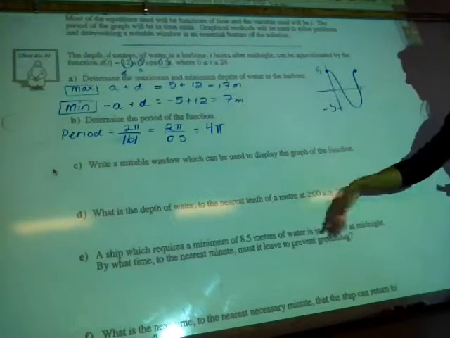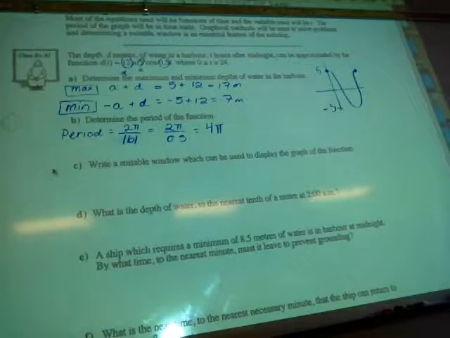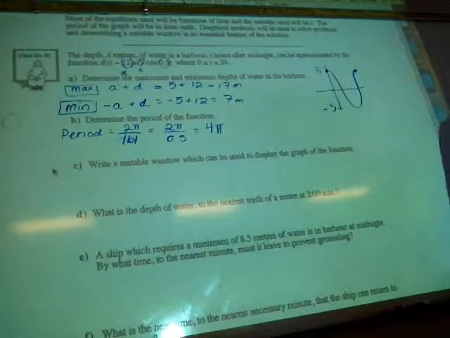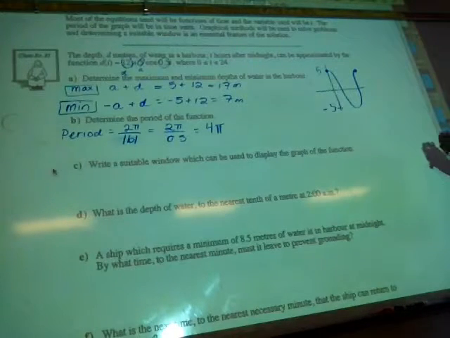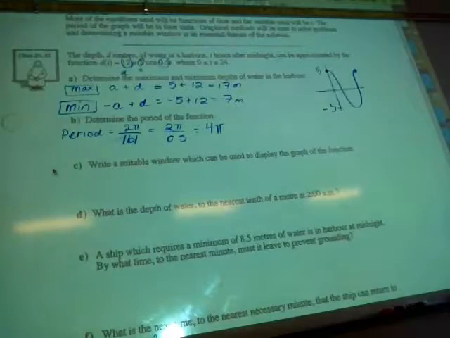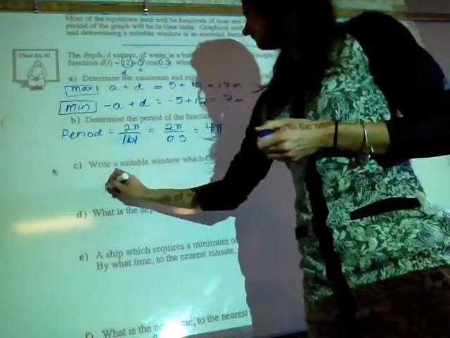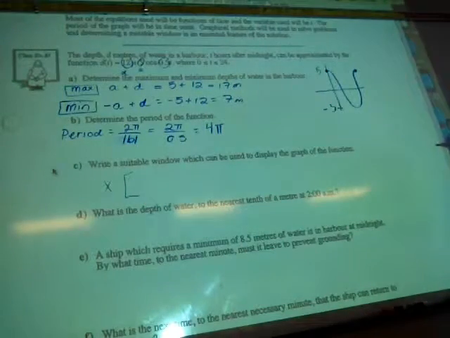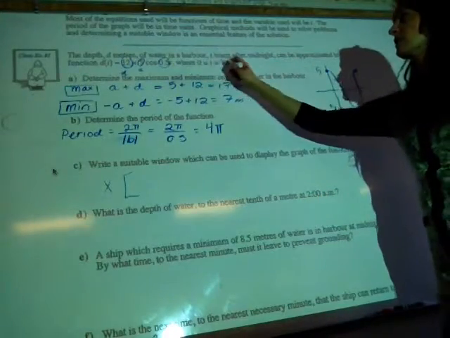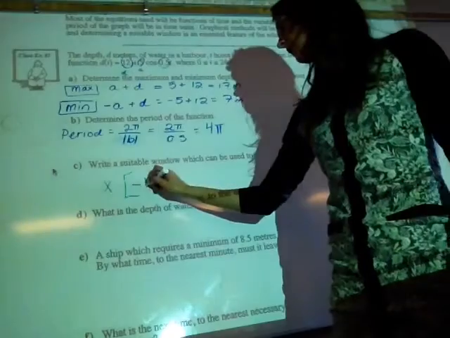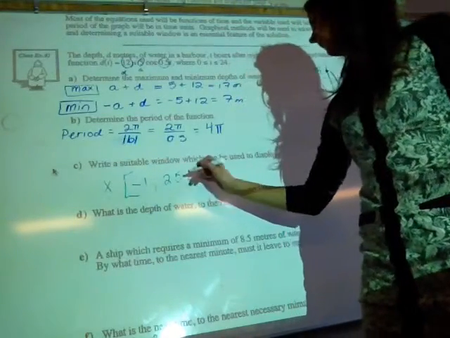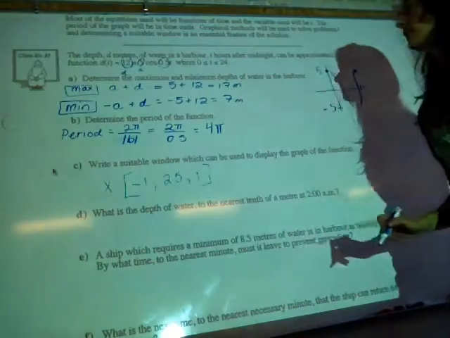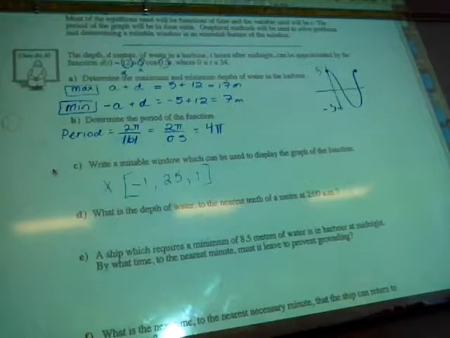Now for part C, we're asked to write a suitable window for this, and I'm just going to let you know right now, anytime you're dealing with sinusoidal functions, typically you're going to be in radian mode. So we're going to write window settings for radian mode. Let's talk about our x. The minimum x value, I always like to see the x and y axis. So although the domain goes from 0 to 24, I might just go -1, 25, and then I'll go up by a scale of 1. So that's along the x-axis.